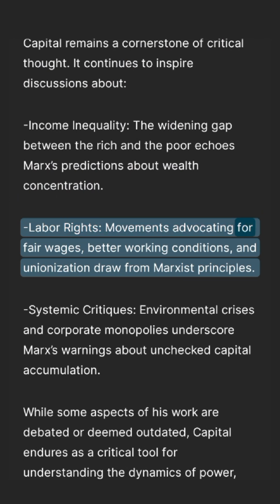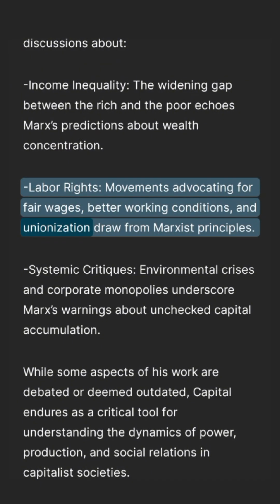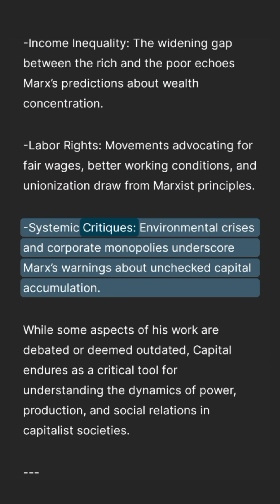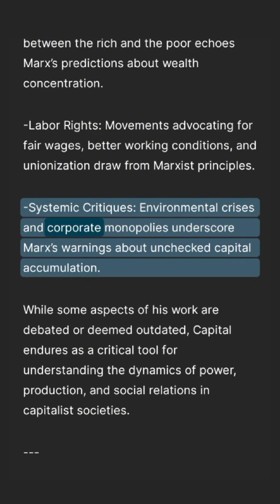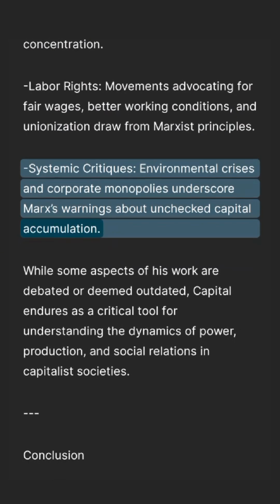Labor rights. Movements advocating for fair wages, better working conditions, and unionization draw from Marxist principles. Systemic critiques. Environmental crises and corporate monopolies underscore Marx's warnings about unchecked capital accumulation.